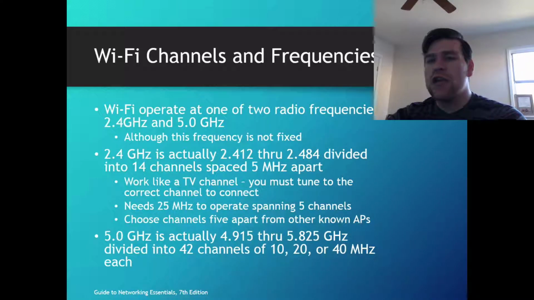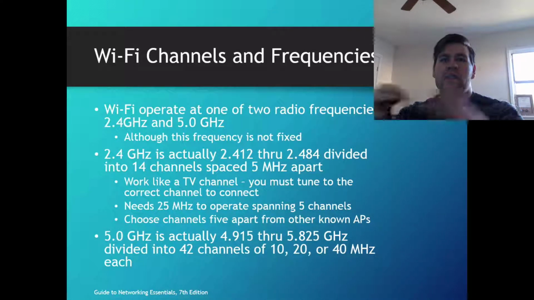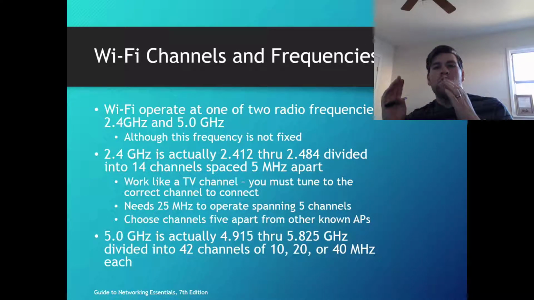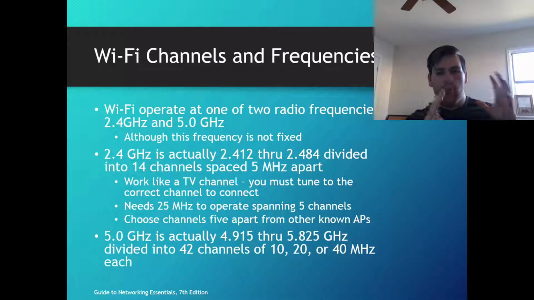But there's 42 channels with 5 gigahertz. They're divided up kind of uniquely relative to 2.4 gigahertz. They're 10 megahertz, 20 megahertz, or 20 megahertz difference. And the point of this is spread spectrum wireless. It's kind of a unique wireless technology that makes it so that you can actually transmit multiple data streams at the same time.